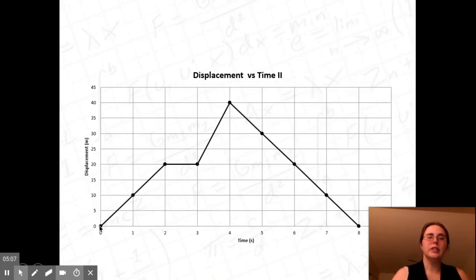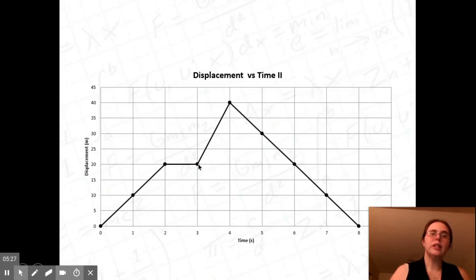So here it's starting at 0 and it also ends at 0. So it does return to its origin, and it does that in 8 seconds. And it has a constant velocity to start with. And then it hangs out there at the 20-meter mark for a second. Again, constant velocity, but this time that velocity is 0.